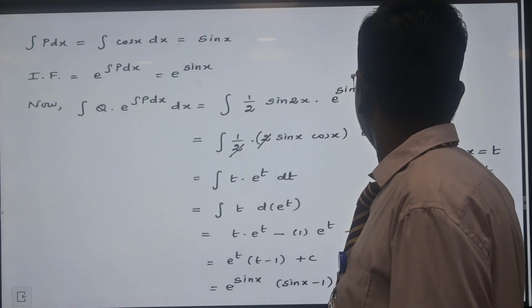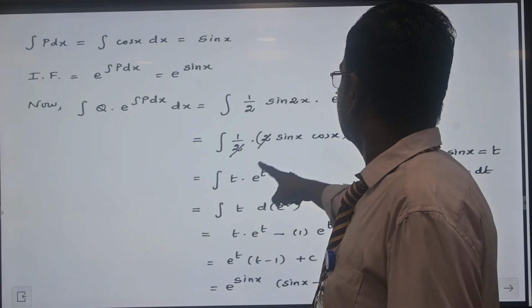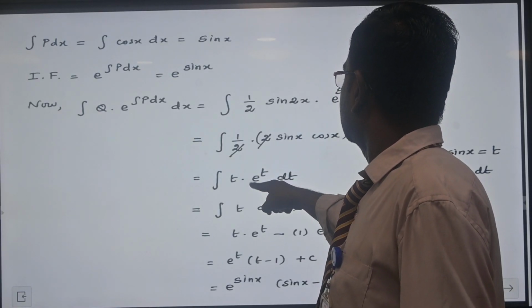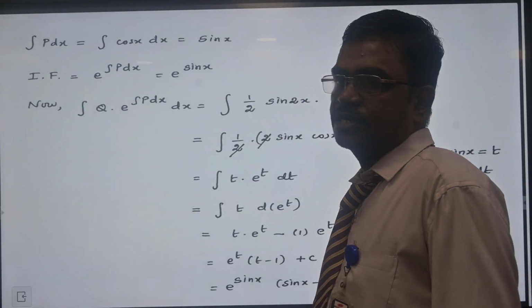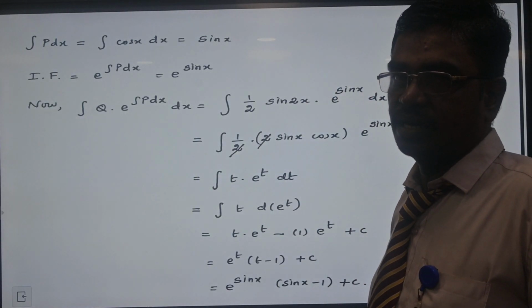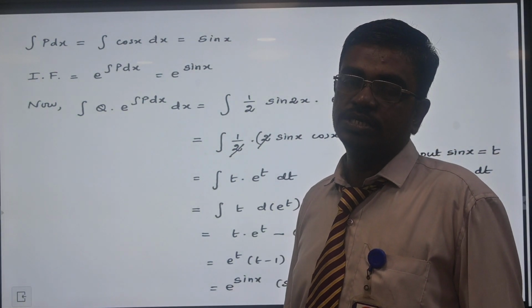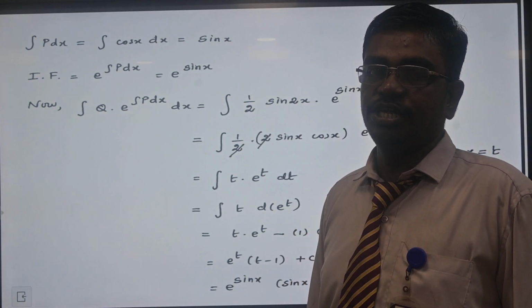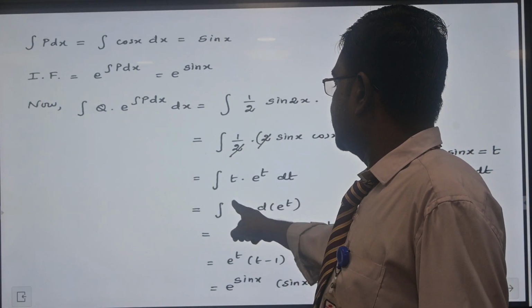I will take the substitution sin x equal to t. Therefore cos x dx equal to dt. So sin x equal to t, cos x dx equal to dt. So integral of t e power t dt. This integral we can solve by Bernoulli's formula or integration by parts. That formula is integral u dv equal to uv minus integral v du.